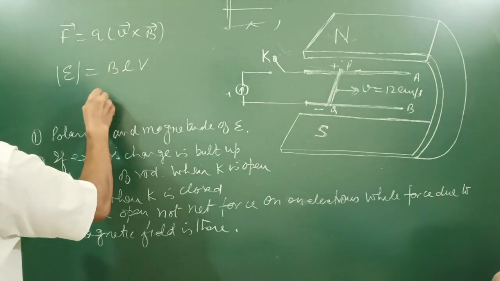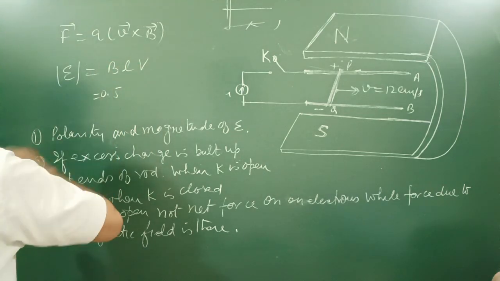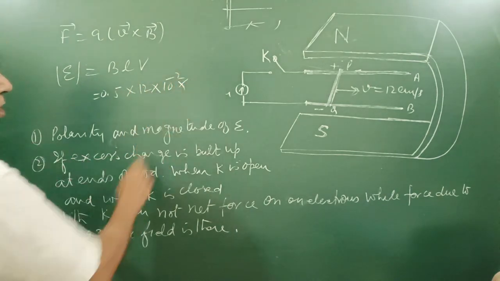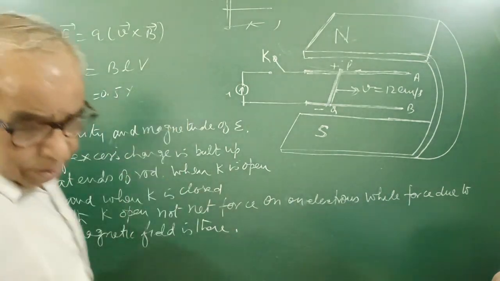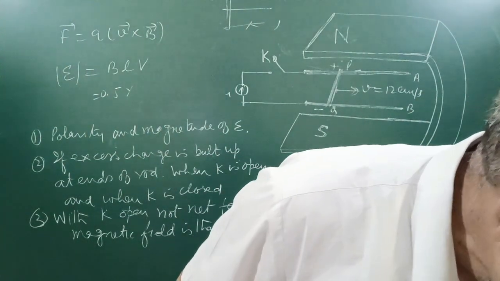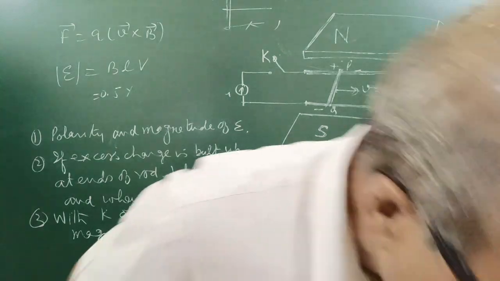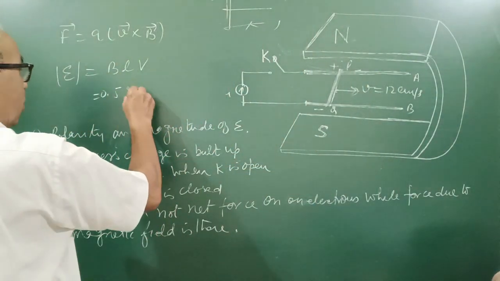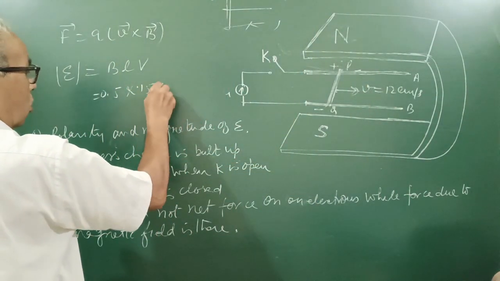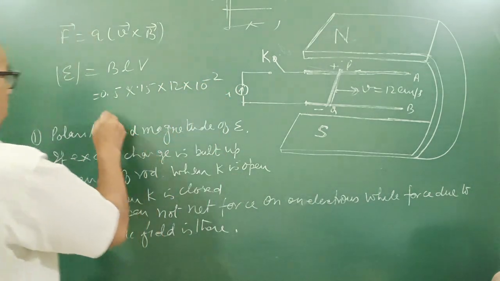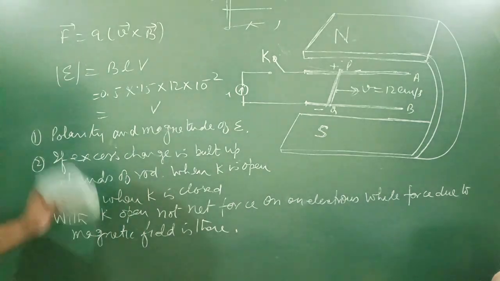Then the magnitude is B L v. You are given B 0.5 tesla, L... sorry, what was the length? Length is here 15 centimeter. So 0.15 into 12 centimeter, that is 12 into 10 to the power minus 2 meter per second. We multiply it, and in volts that will be the EMF. Do it yourself.